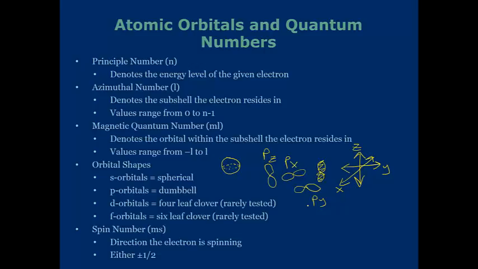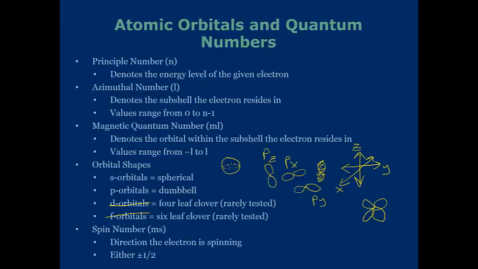D orbitals are 4-leaf clovers. So imagine a p orbital except with 4. And f orbitals have 6. Note that for d orbitals and f orbitals, you rarely will be tested, so honestly, you can probably just ignore these. The last number is the spin number, m sub s. The direction the electron is spinning is noted by -1/2 or +1/2.